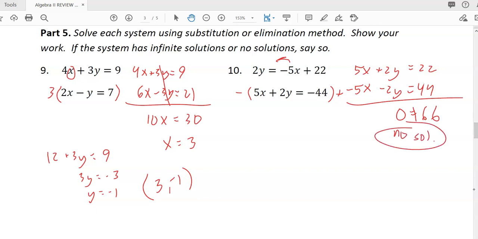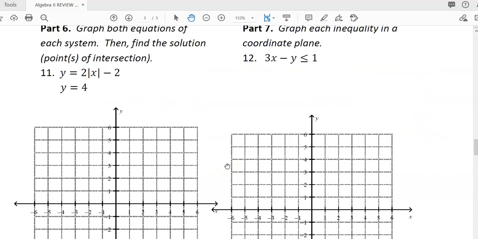Here for this one, they end up having the same slope, different y-intercepts. It's not going to work out. So elimination does save some time there. I think that wasn't too bad of a method to use there. I tend to like that one better.